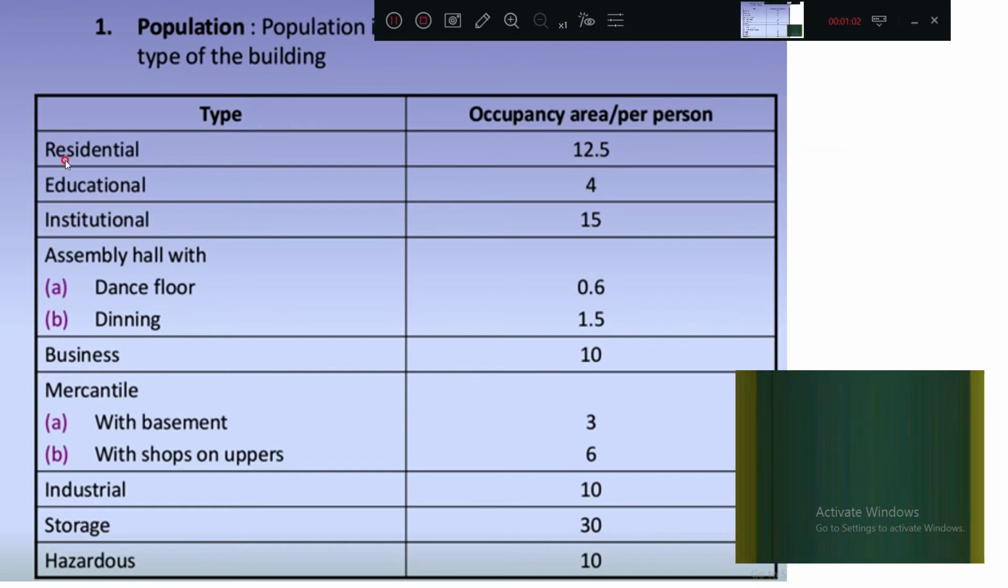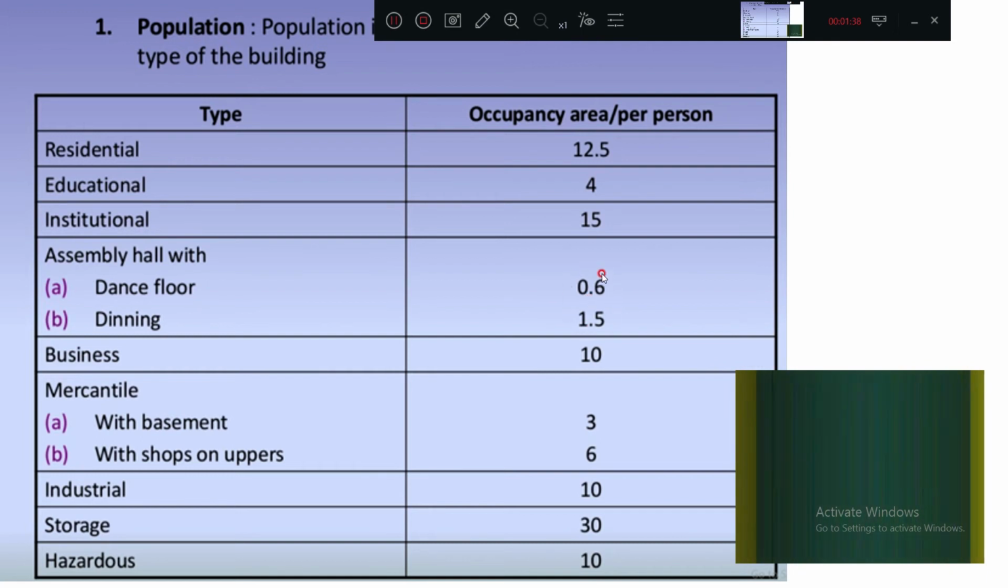Okay, so now for residential building, for one person, what is the area? If there are 10 people, so for one person 12.5, 10 means 125 square meter. Similarly for educational, 4 meter. Because number of students are increasing, that is why we provide lesser space for one person. But for residential it is more. Institutional means big company. Assembly hall, very huge population will be there, so that is why very very less space for one person.